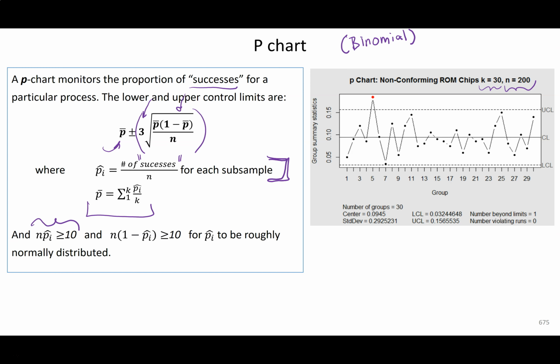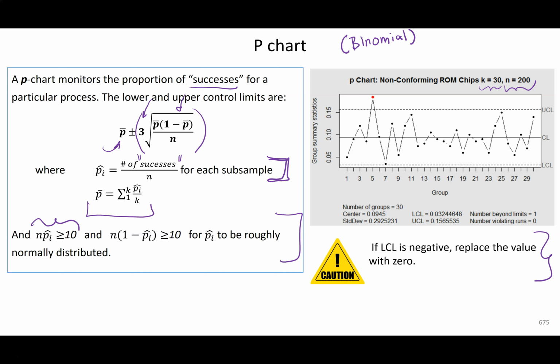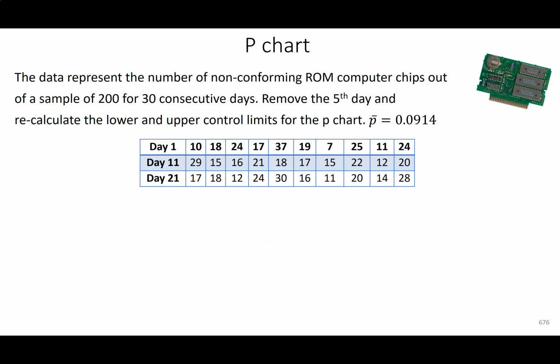This should look really similar to the binomial as well. You need to have expected at least 10 successes and failures in each subsample for this to be roughly normally distributed, basically to make it okay for us to use that plus or minus 3 times bit. Note, because we're looking at proportions, they cannot be negative. So if your lower control limit has a negative value, you need to cut it off at 0. You need to use 0 as your lower control limit if the one you calculate is negative.